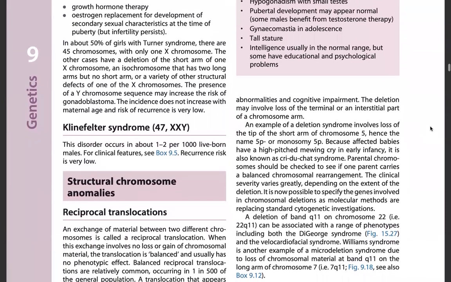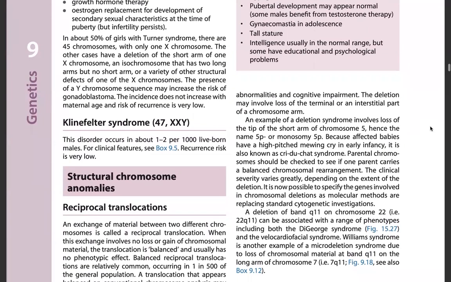An example of a deletion syndrome involves loss of the tip of the short arm of chromosome 5, hence the name 5p minus or monosomy 5p, because affected babies have a high-pitched mewing cry in early infancy. It is also known as cri-du-chat.